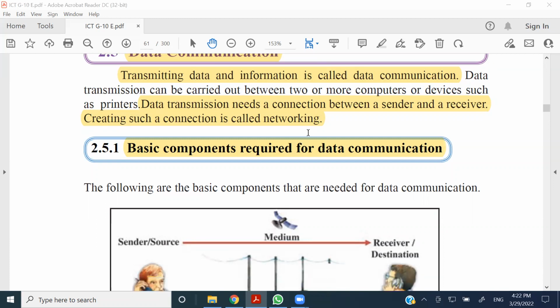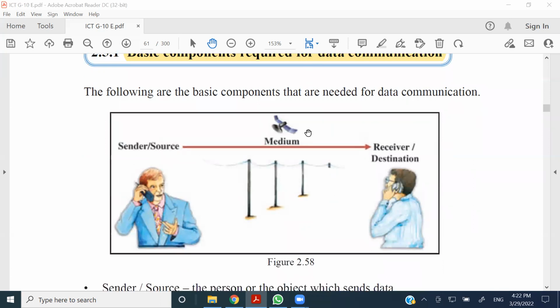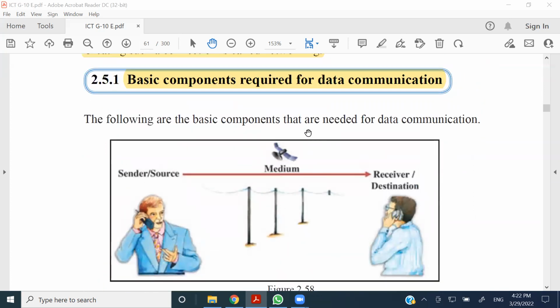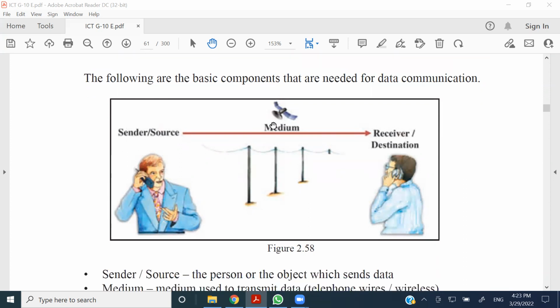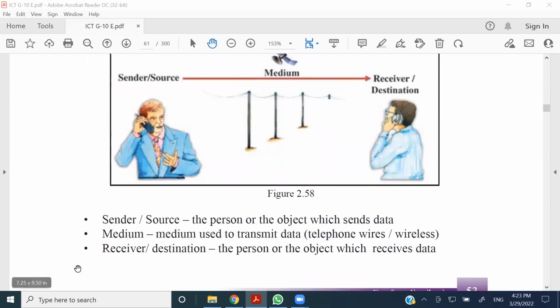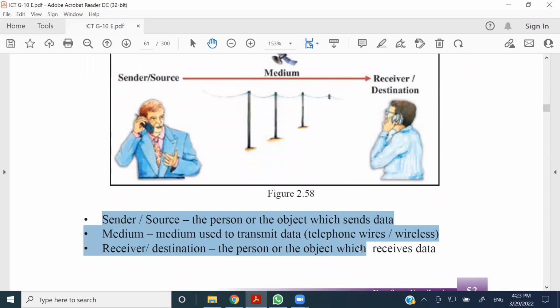All right, so moving forward, let's write about the basic components. Have the heading, Basic Components Required for Data Communication. The topic, then after that we'll go with these components.